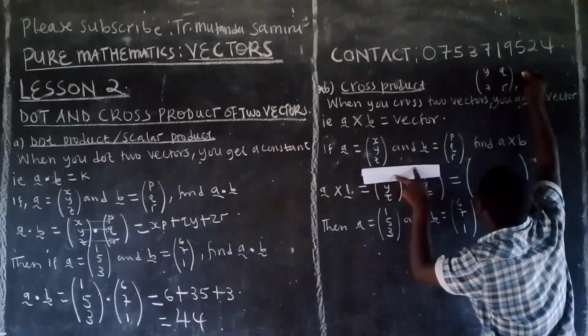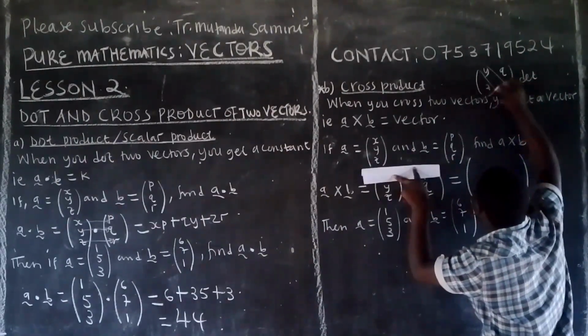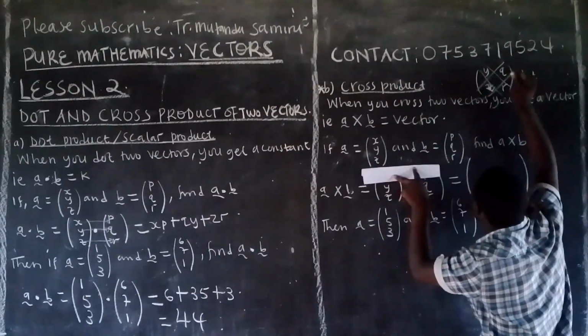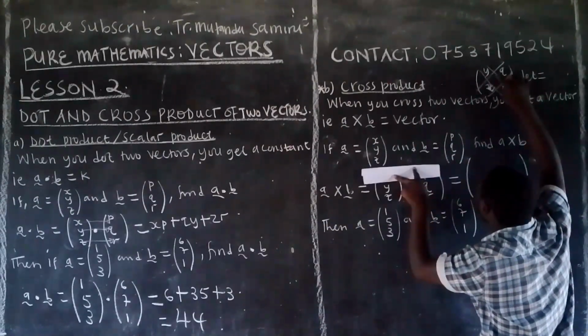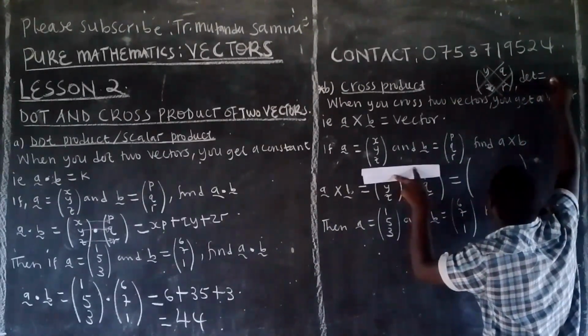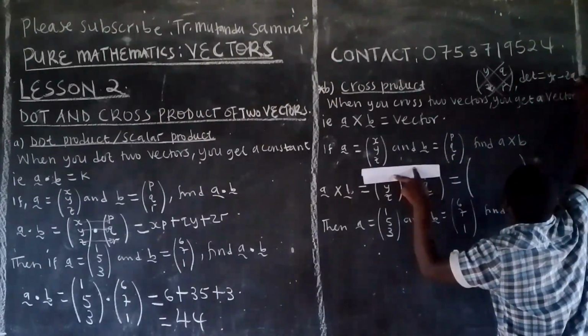YZQR. Then you try to get their determinant. You all know that this is the major diagonal, and this one here is the minor diagonal. Determinant is equal to the product in the major diagonal minus the product in the minor diagonal. So this will be Y times R, YR minus ZQ.